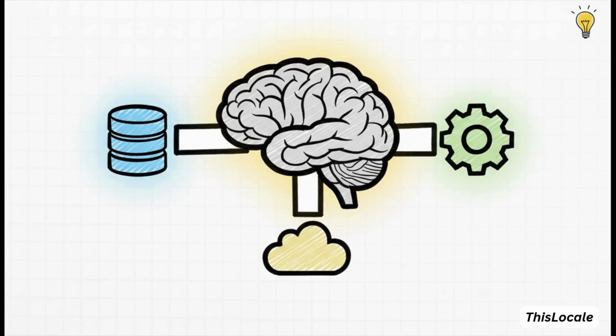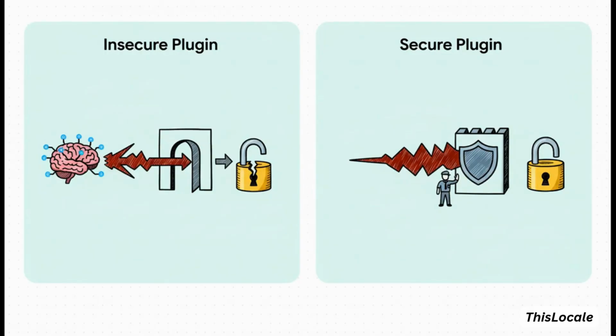So, the crucial point to understand is this. An AI doesn't see a plugin as some separate, untrusted thing. It sees it as a trusted extension of its own capabilities. That means any vulnerability in that plugin is a direct vulnerability for the entire AI system. And this shows us exactly what to do about it. An insecure plugin just blindly trusts whatever the AI sends its way. A secure plugin, on the other hand, operates on a zero-trust model. It validates every single input and enforces its own permissions, refusing to do anything if the underlying user doesn't have the right to do it.